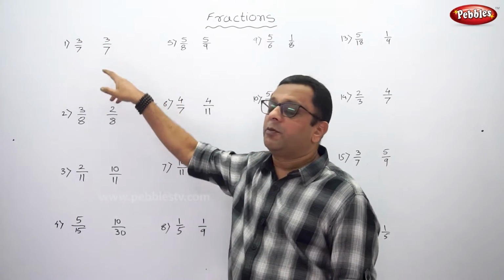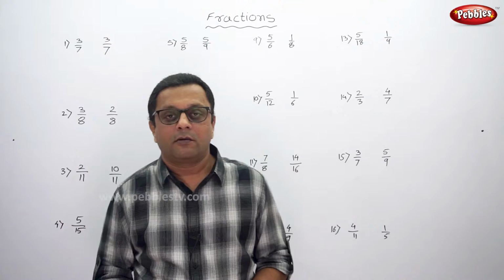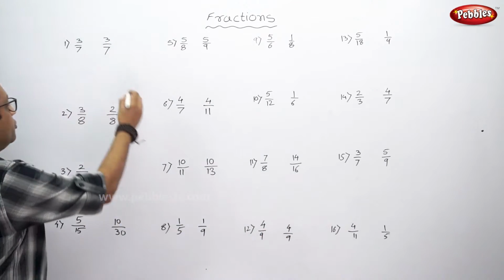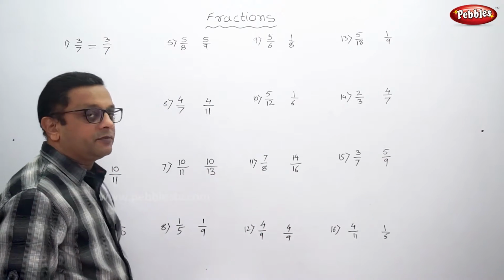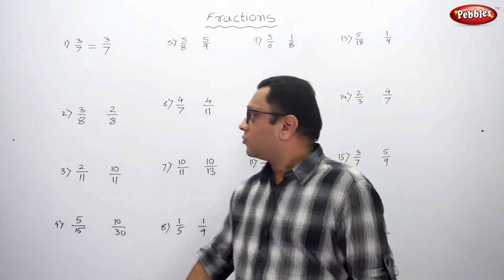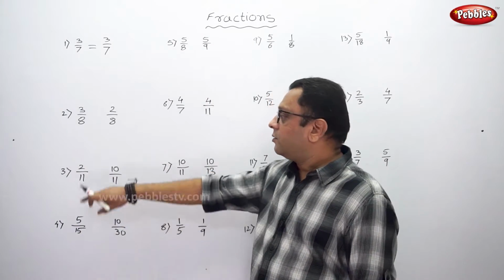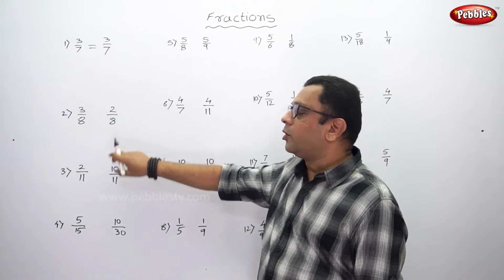3 upon 7, 3 upon 7. Which sign will come here? It's very easy. You will have the equal to sign. Very simple. Now here 3 upon 8, 2 upon 8.